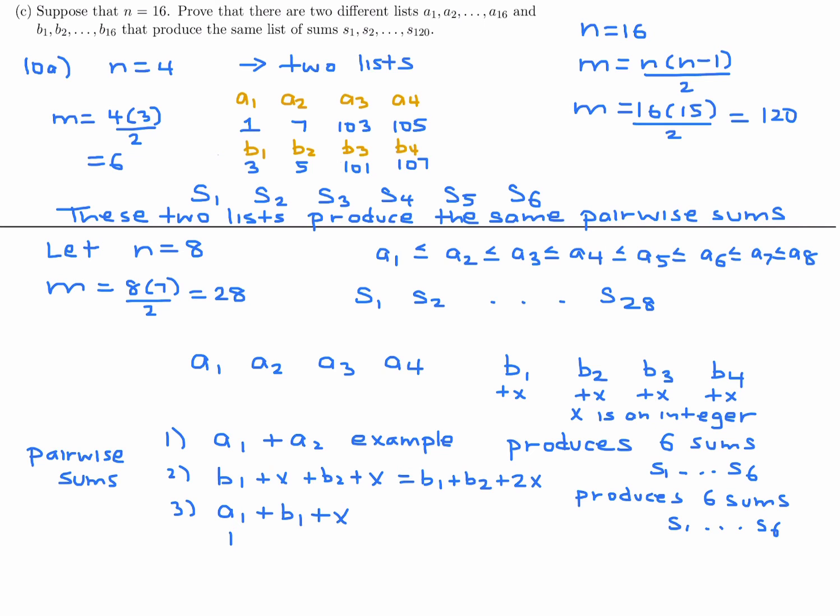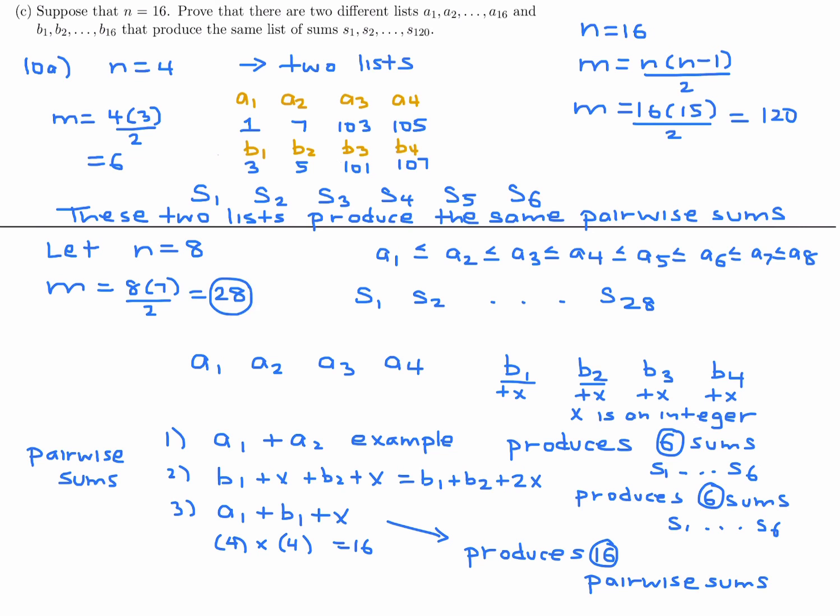For the A, there's 4 possible choices, right? Either A1, A2, A3, or A4. So there's 4 possible choices. For B, there's 4 possible choices, either B1, B2, B3, or B4. So the number of different pairwise sums, you'd have to multiply, and that's going to be 16. So this scenario produces 16 pairwise sums. All right, so how many did we get in total? We got 6, 6, and 16, and that is 28. And that's how many we needed.